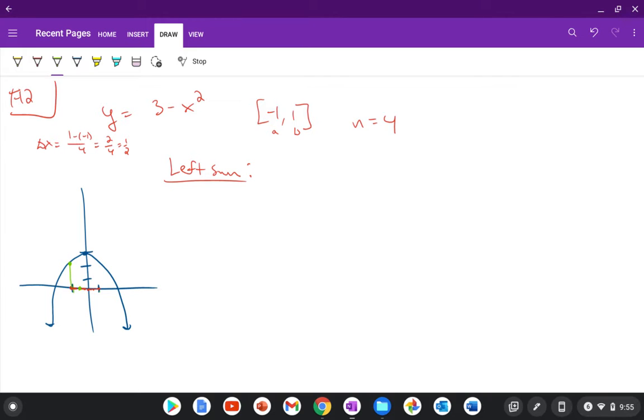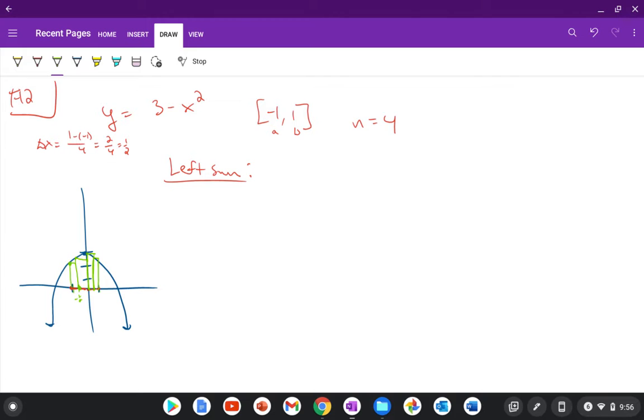And then we're going to go over to 1/2, negative a half, and down. My next one is going to go up here, over and down. And then we're going to go up here, over and down, and then up here, over and down. I've got my 4 rectangles. I know those aren't exactly the same width. They're supposed to be. I just didn't draw them exactly right.